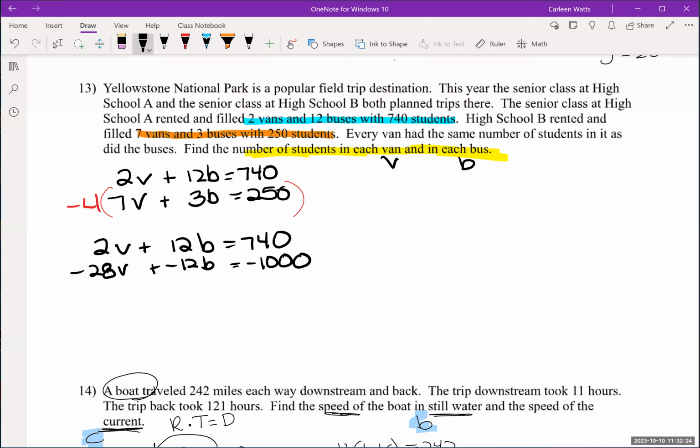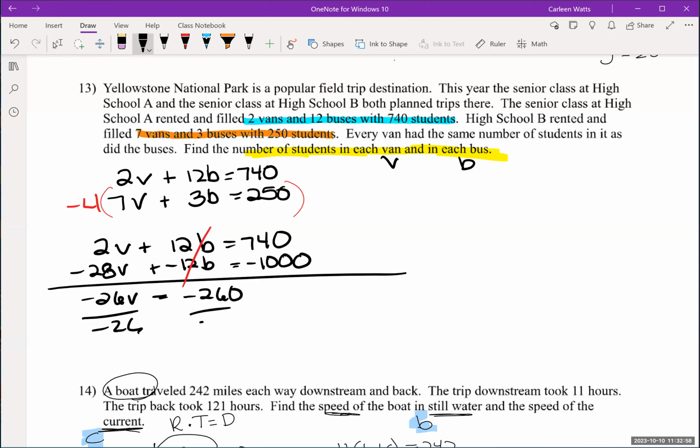My whole goal was to go from 2 equations and 2 unknowns down to 1 equation. I need to eliminate one of my variables. Poof! +12B, -12B. Poof! So we have negative 26V is equal to negative 260. Oh, that's looking pretty friendly. Divide by negative 26. V is equal to 10. A van holds 10 students.